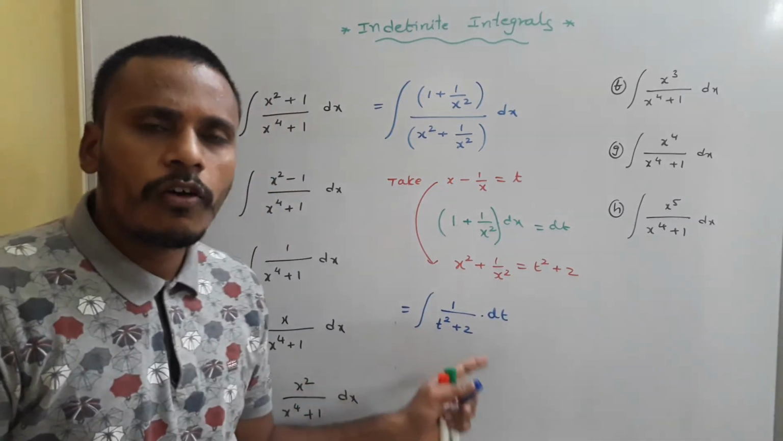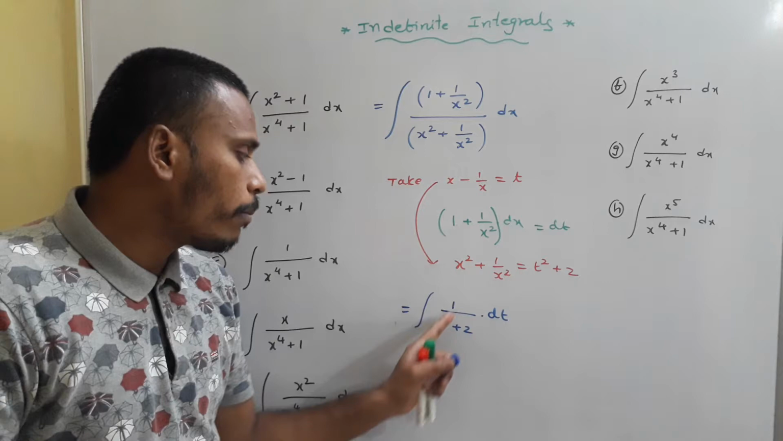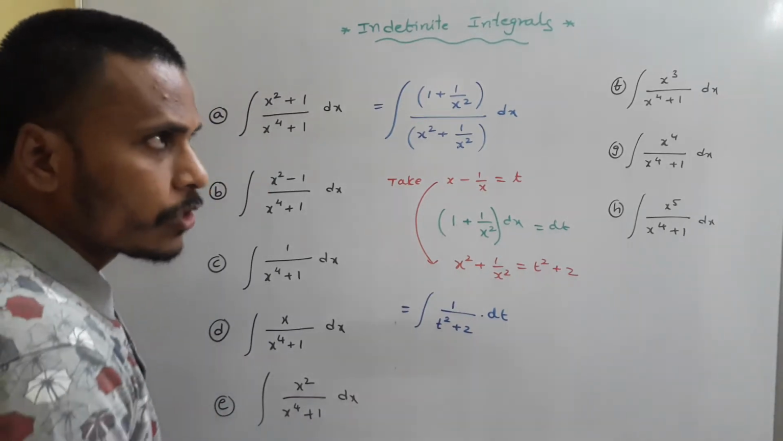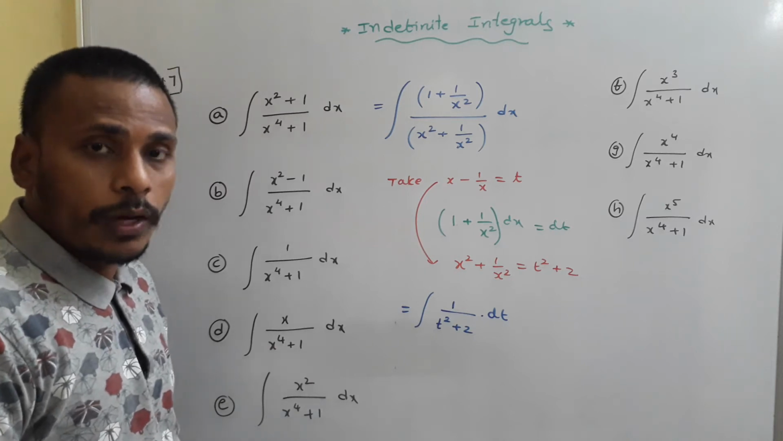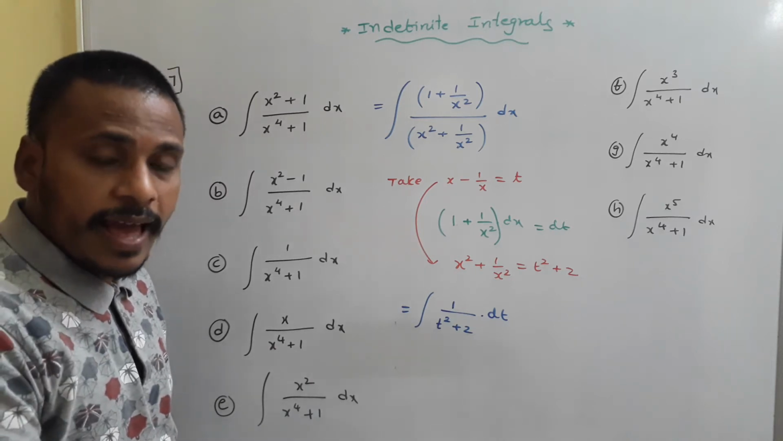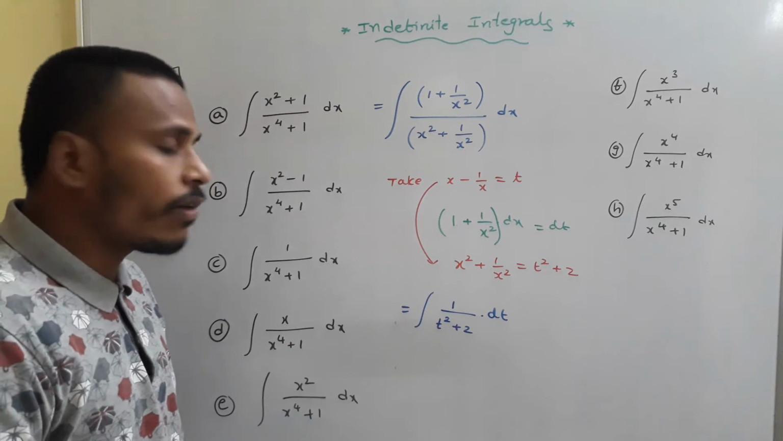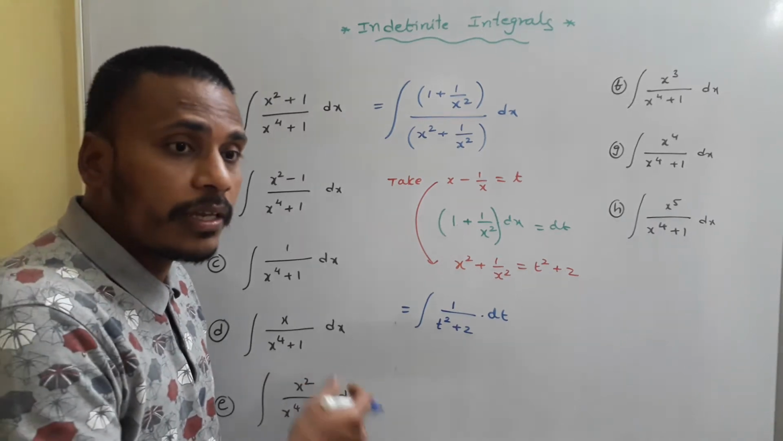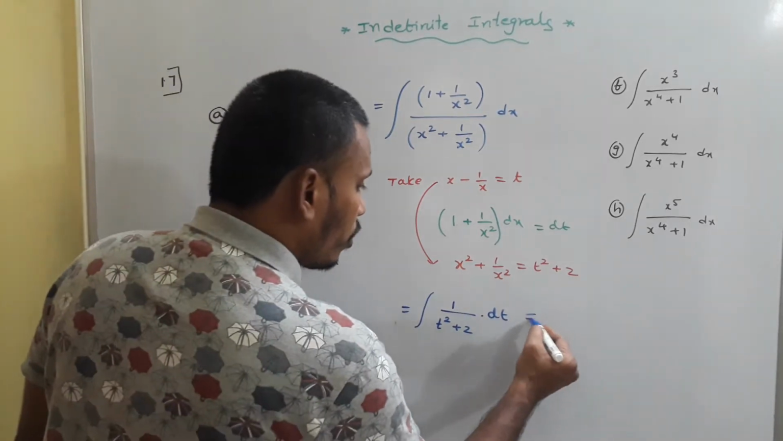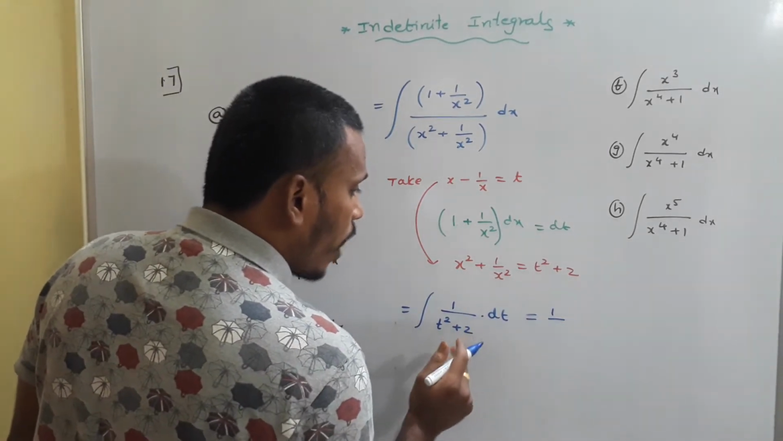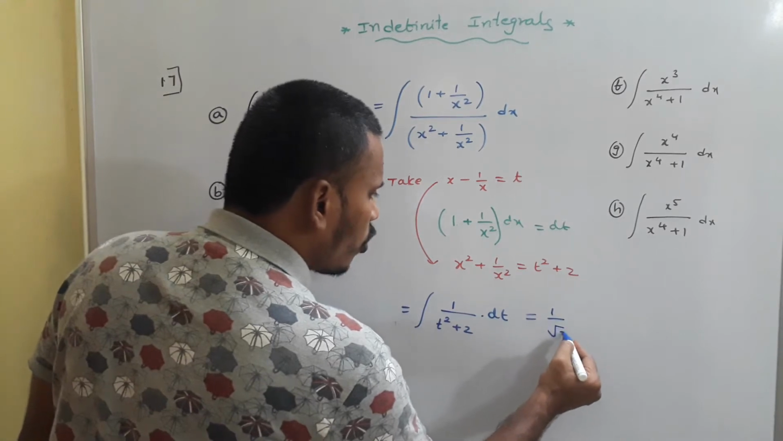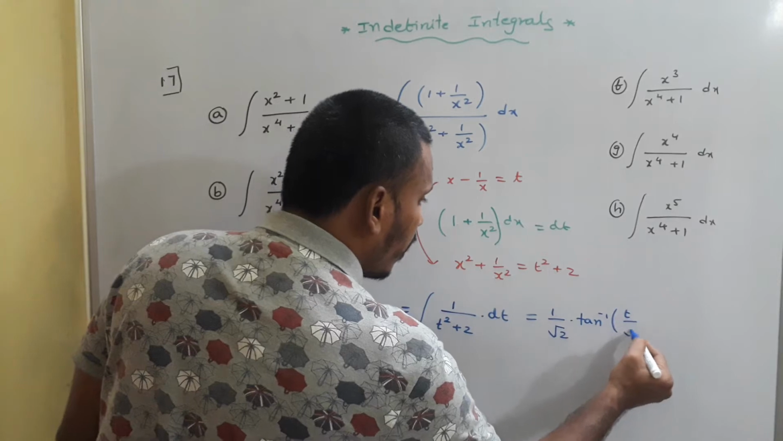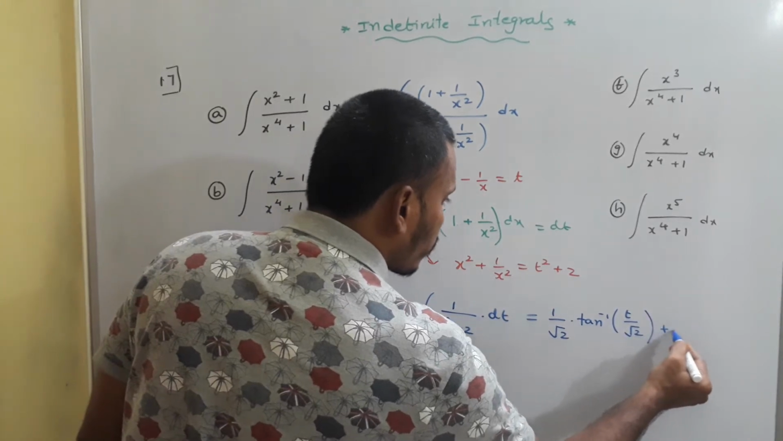And now we know the way of writing its result. 1 by t square plus 2 dt. So how to answer this? Integral 1 by x square plus 1 is tan inverse x. Integral 1 by x square plus a square, as we discussed in the previous class, is 1 by a into tan inverse of x by a. So write this 2 as root 2 square. So 1 by root 2 into tan inverse of t by root 2 is your answer.